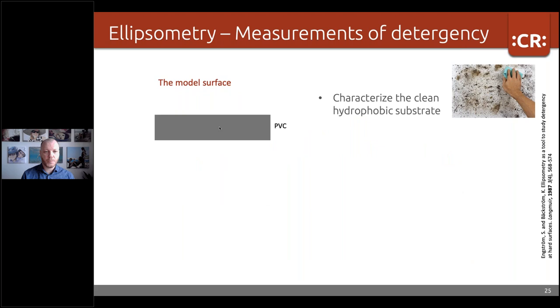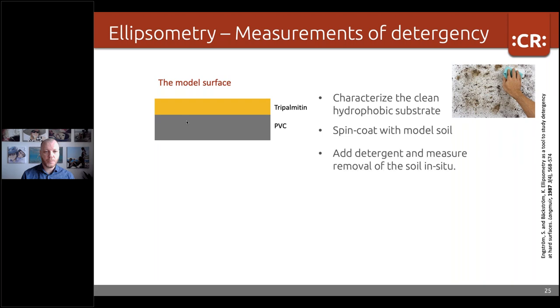So using ellipsometry, you can study this, and then you have to have a model substrate. And this is from a publication. It's from Lund University. This is actually from Linköping, where they used PVC, so a plastic surface. And then you first characterize the clean hydrophobic substrate with an ellipsometer to understand what that looks like. And then you can spin coat your surface with a hydrophobic model soil. In this case, they used tripalmitin.